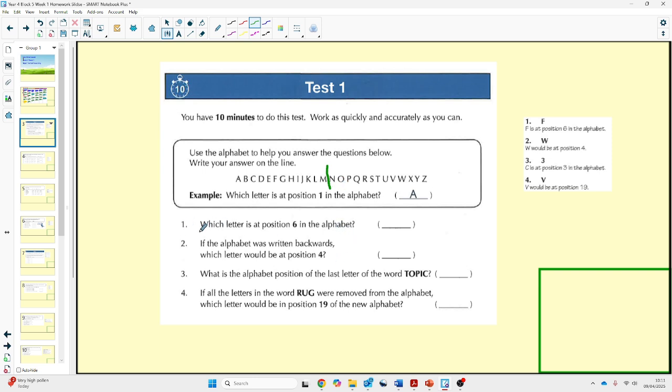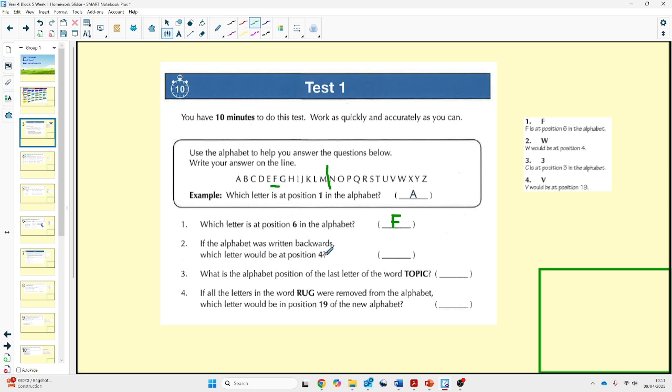Which letter is at position 6 in the alphabet? So counting to the 6th position, you would have F. I think some reference points here would be good. So you probably know that E is the 5th letter and then counting on, or you can just start from A and count on 6 letters.